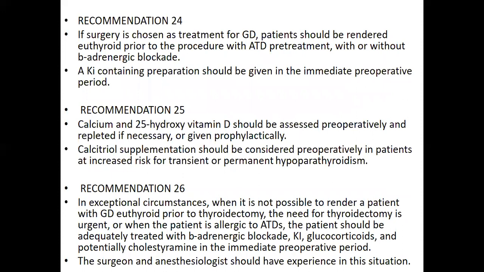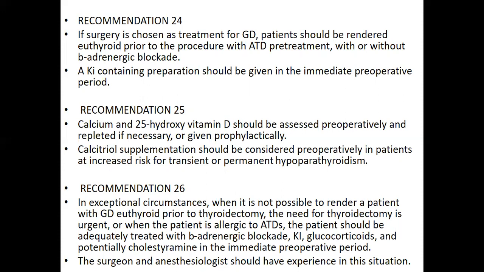If surgery is chosen as the treatment for Graves' disease, patients should be rendered euthyroid prior to the procedure with antithyroid pretreatment with or without beta blockade. Potassium iodide containing preparation should be given in the immediate preoperative period. Calcium and 25-hydroxy vitamin D should be assessed preoperatively and repleted if necessary or given prophylactically. Calcitriol supplementation should be considered preoperatively in patients at an increased risk for transient or permanent hypoparathyroidism.